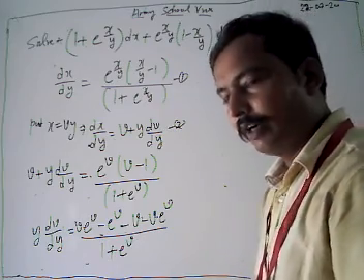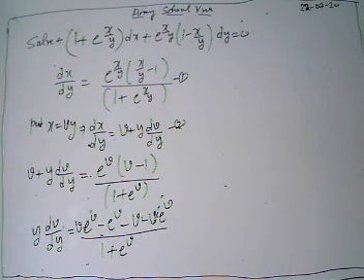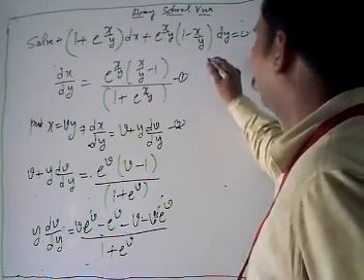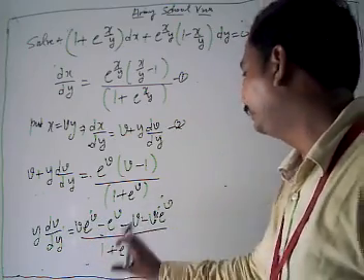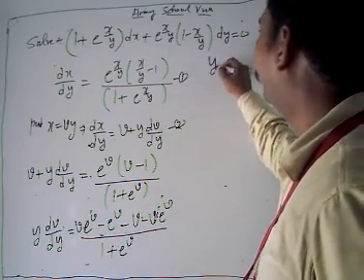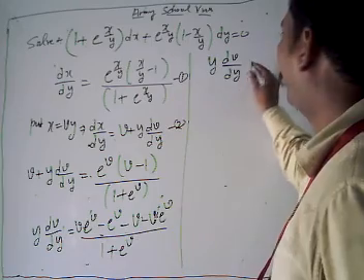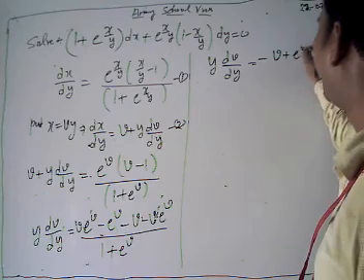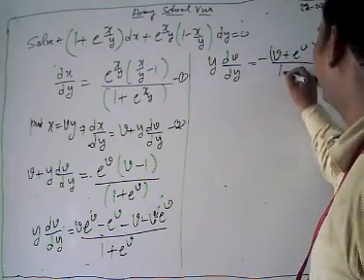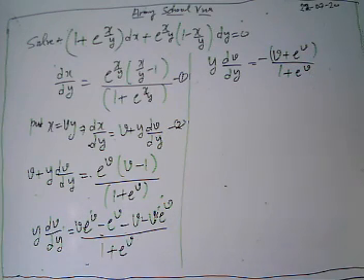Now we see that these terms cancel out. We have minus e to power v and minus v. Now we have only minus e to power v minus v. So we have y dv by dy equal to, taking minus common, v plus e to power v divided by 1 plus e to power v. Now further we cannot solve.